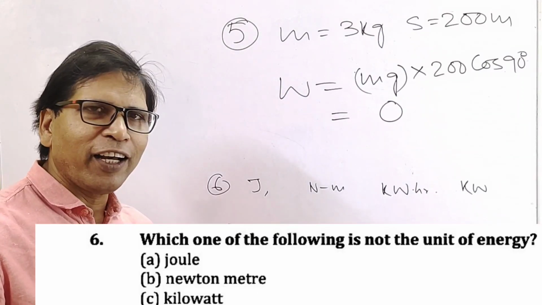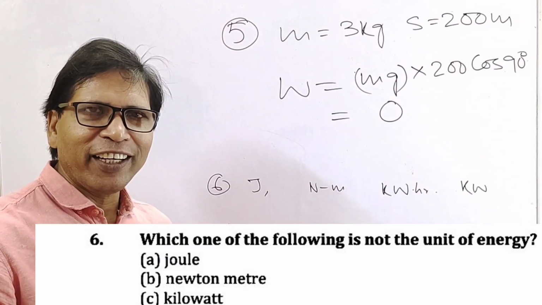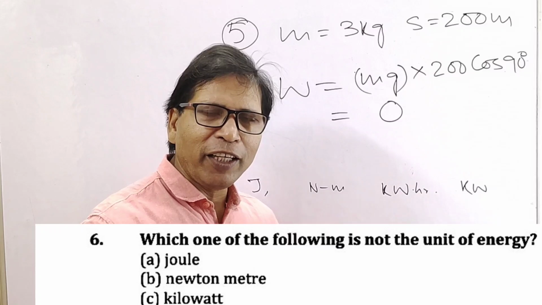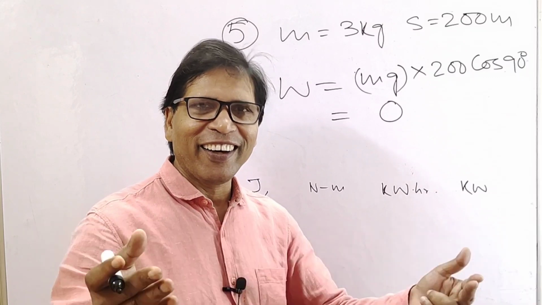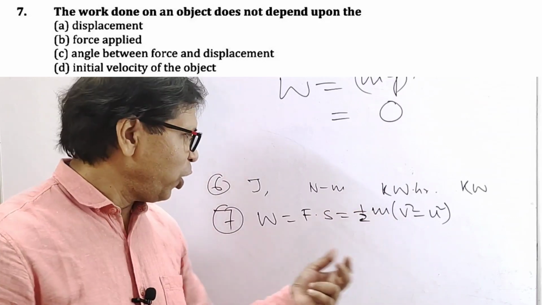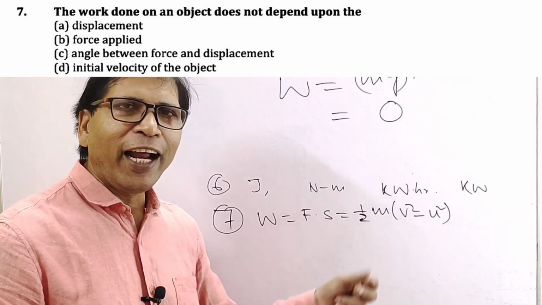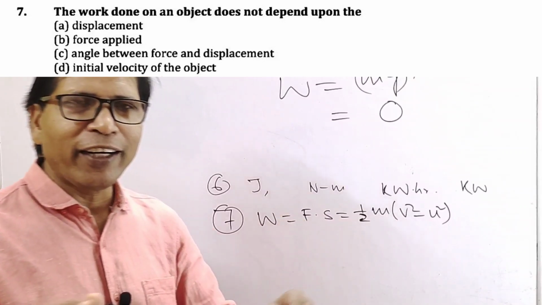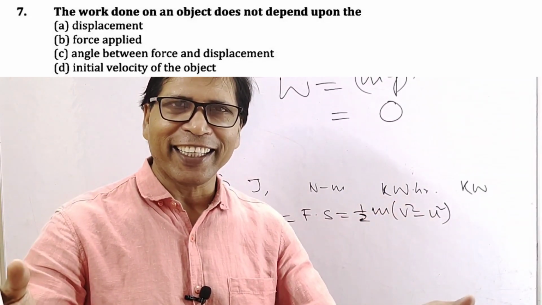Okay, which are not the unit of energy? Look at this. Joule, equal to Newton meter, is the unit of energy. Kilowatt into hour, that is power into time, is also a unit of energy, but kilowatt is the unit of power. Okay. Question number 7. On what factors does work done not depend? Look at this. Work done depends on force, on displacement, and also on the angle between force and displacement. And work done does not depend on initial velocity; it depends on change of kinetic energy.